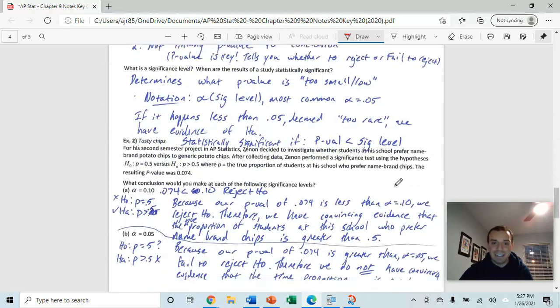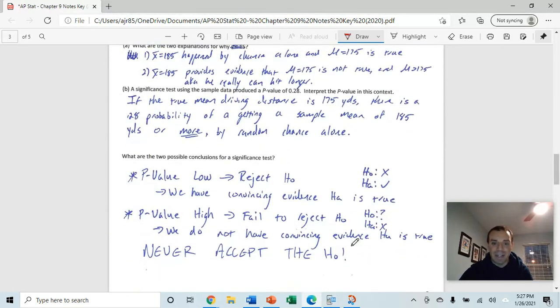The key thing here is that you never, ever accept the H-naught. Never accept the null hypothesis. It's a life lesson. We can reject the H-naught, we can reject the null hypothesis and say we have convincing evidence of the alternative. We can fail to reject the null hypothesis, in which case we do not have evidence of the alternative, but we never can prove that statement of equality in the null hypothesis. You never accept the H-naught.